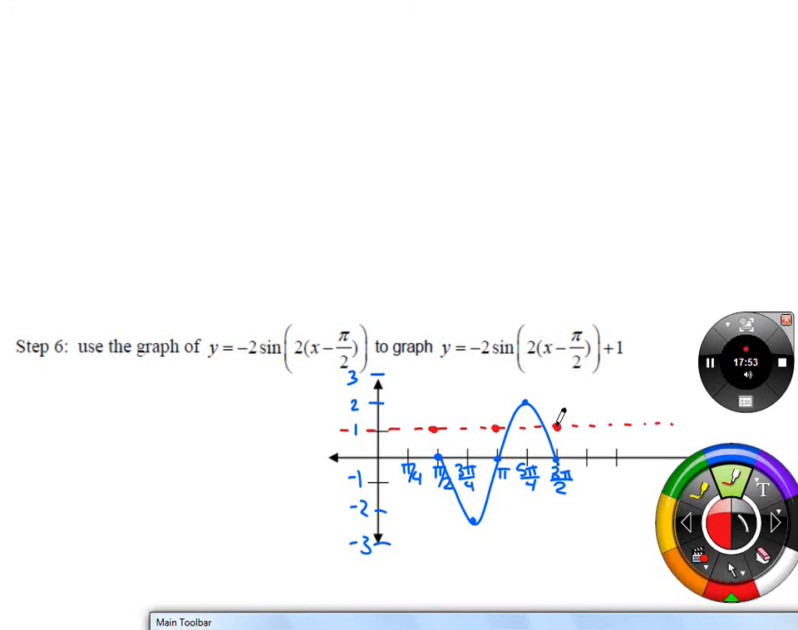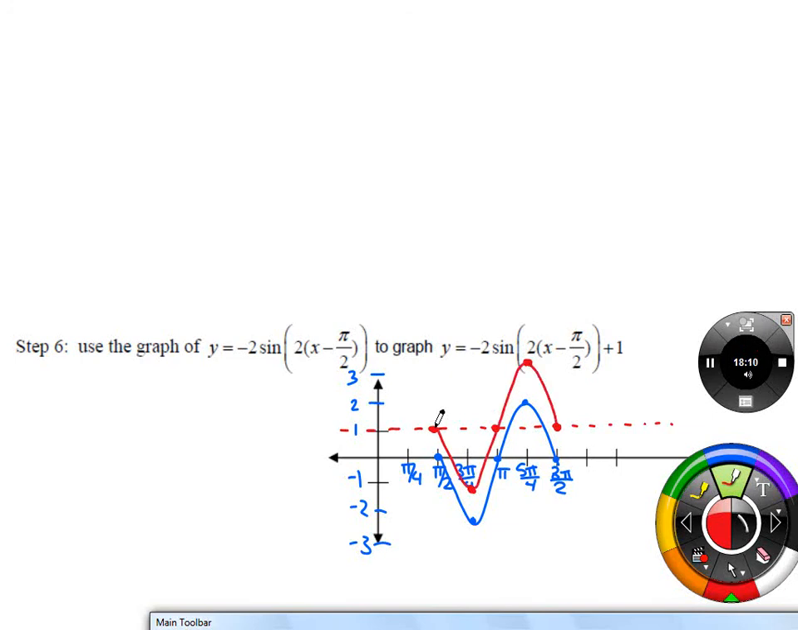Okay. And then like we said, the maximum, instead of just being at 2, needs to be 2 units above these middle points, so it will be up here at 3. And the minimum needs to be 2 units below these middle points, so it will now be down here at -1. This would be your graph.